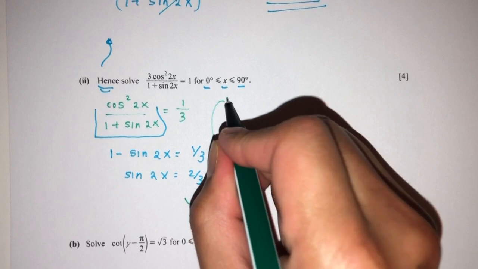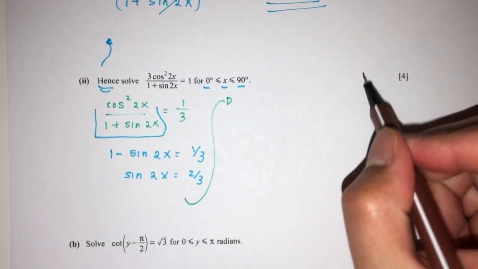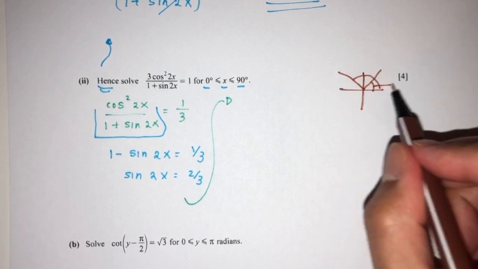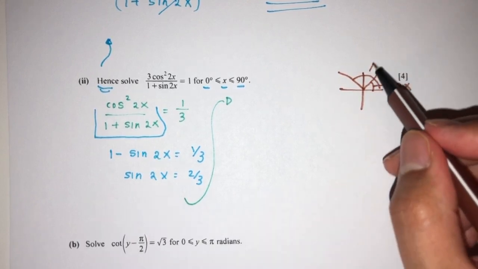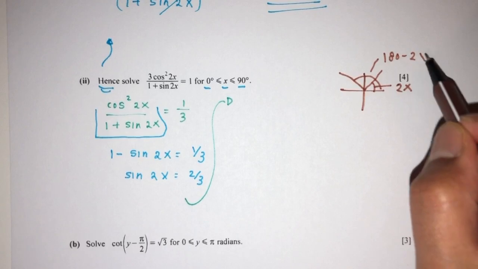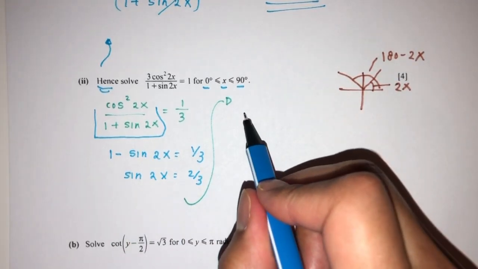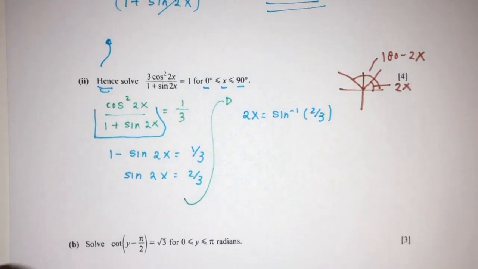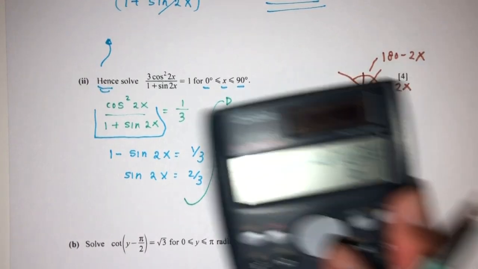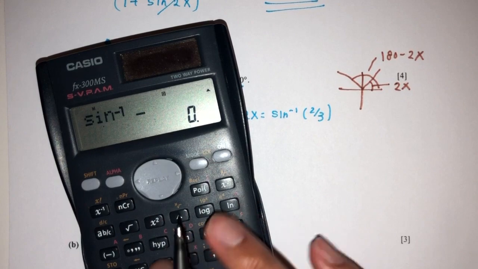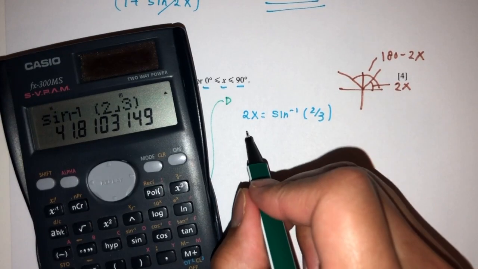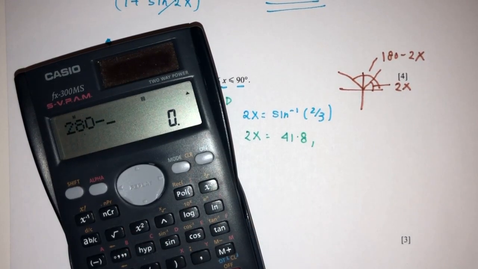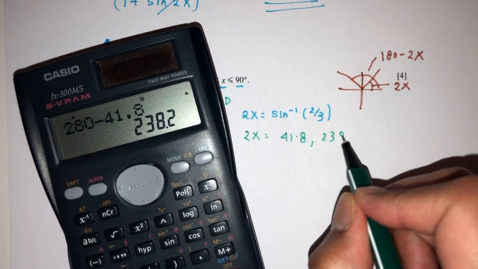Okay, so let's continue. Since the value of sine is positive, it will be in the first quadrant and also in the second quadrant, ASTC, right? This will be the angle 2x, and this is the value of 180 minus 2x. Makes sense, right? So let's write this down. Right now we have 2x equals sine inverse of 2 over 3. The reason why we can do this directly is because it is a positive value. Sine inverse of 2 over 3 gives 2x equals 41.8, okay?